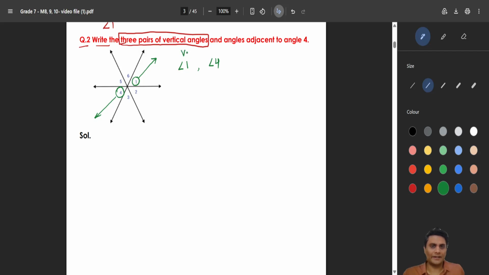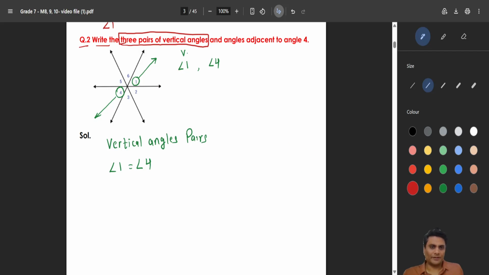So we are writing, okay, let me write here. We are writing vertical angle pair. Okay, so the first one is angle 1 and angle 4. I can also call it angle 1 equals angle 4 because we know vertical angles are equal.